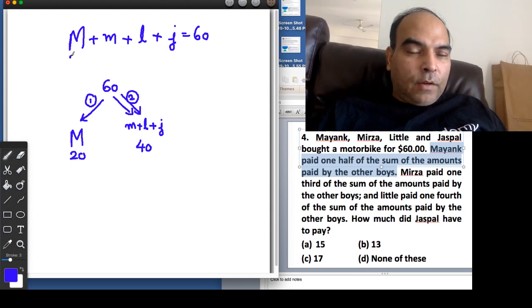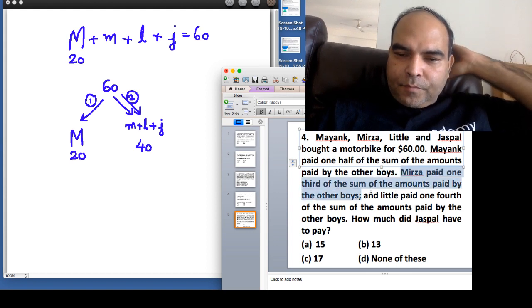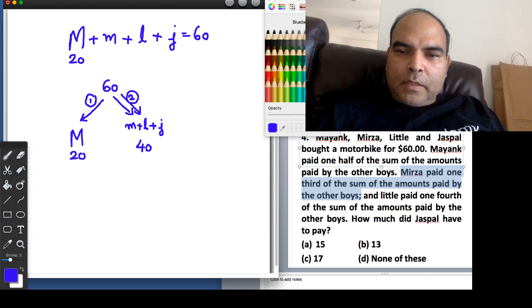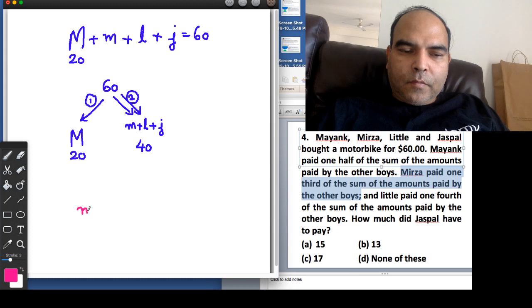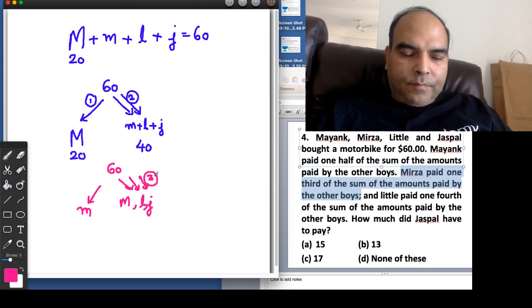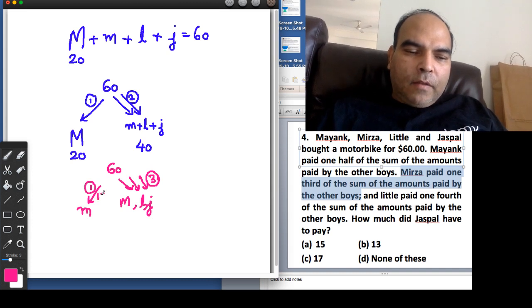So the moment you get Mayank as 20, you can fit that in here and then move to the next statement, which is similar and tells us that Mirza paid one third of the sum of the amounts paid by the other boys. This gives you a reaction that whatever Mirza paid, Mayank, Little and Jaspal paid 3 times that. So the $60 will have to get divided into 4 parts, three parts coming here and one part going there. If you're dividing $60 into four parts, one part will be 15 and three parts will be 45. And again, we don't do much with the 45, but the 15 definitely slots into our first equation, that Mirza is paying 15.